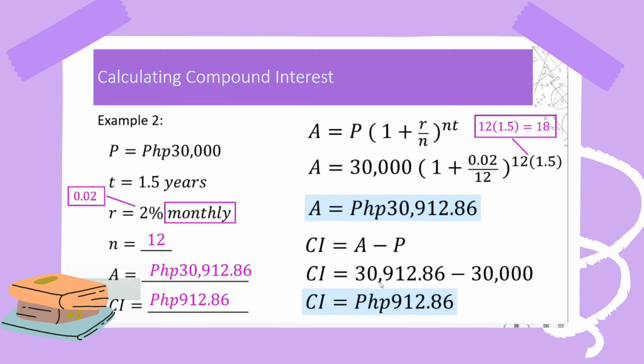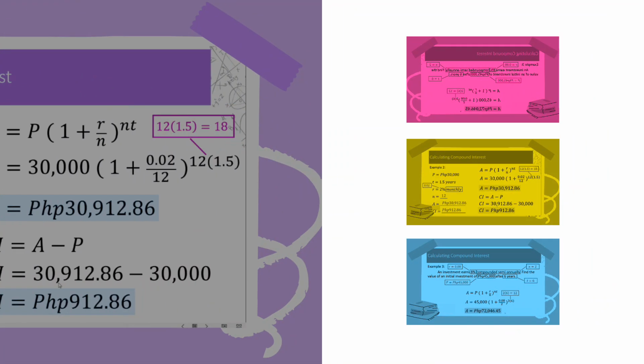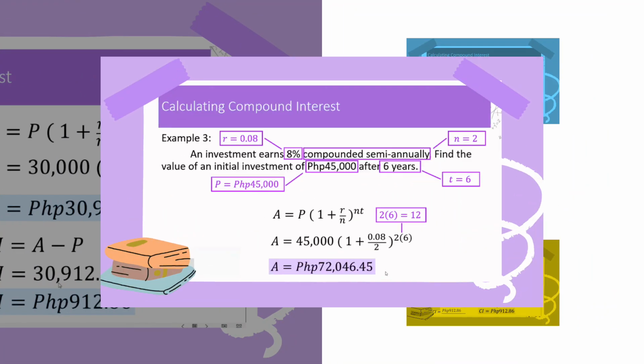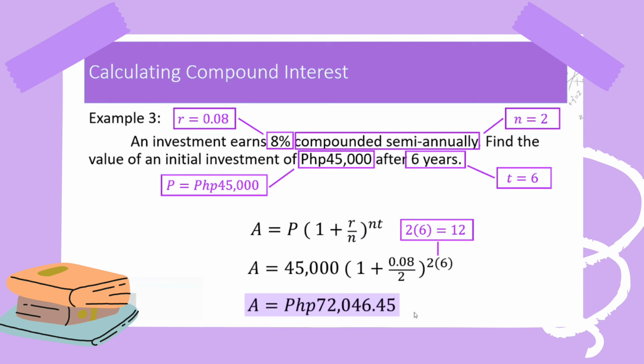So, let's summarize. Principal is equals to 30,000 pesos. Rate is equals to 12% monthly or 0.02. Time is equals to 1.5 years. N is equals to 12. Total amount is equals to 30,912.86 pesos. Compounded interest is equals to 912.86 pesos.